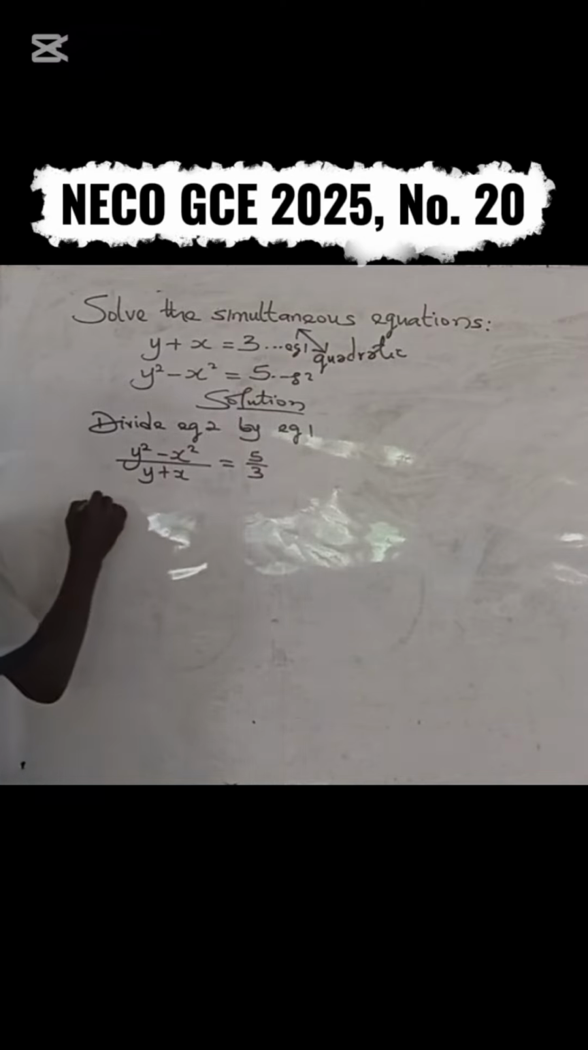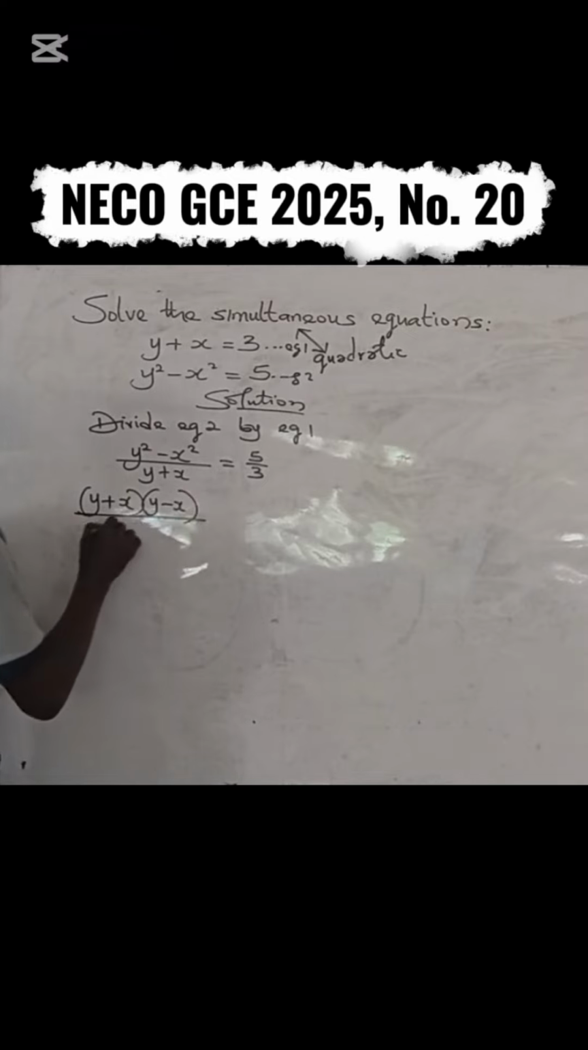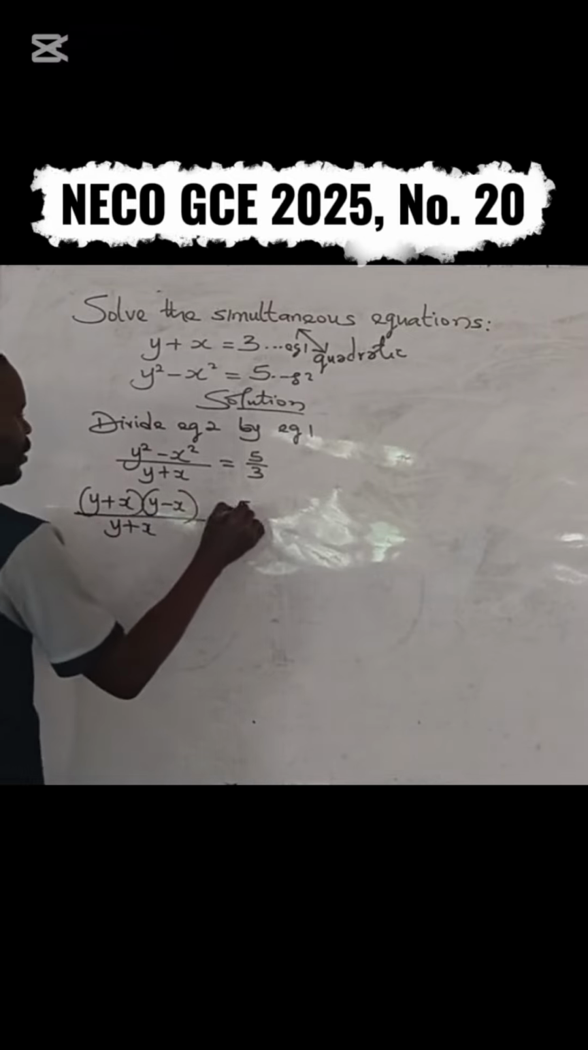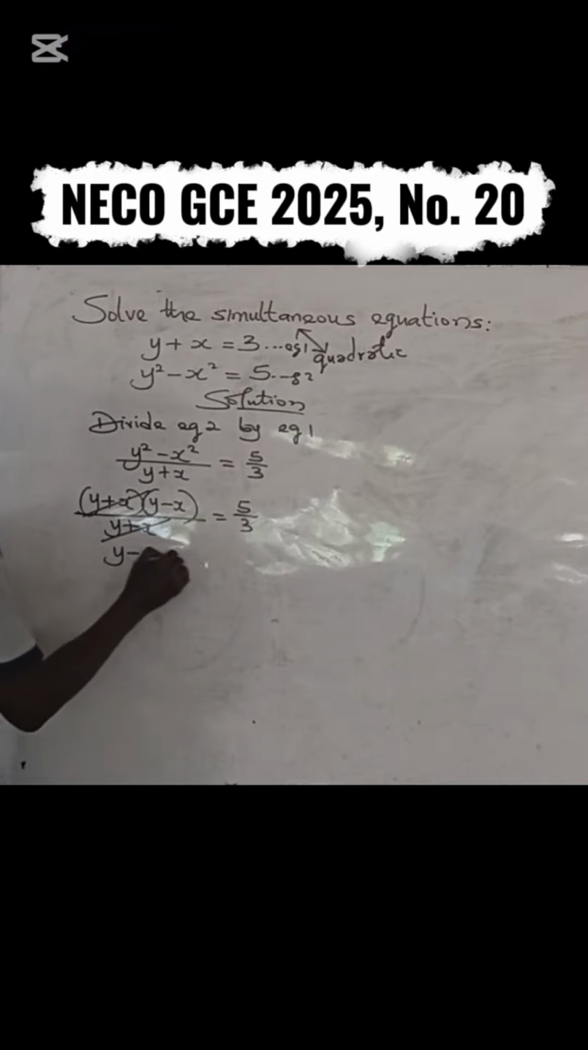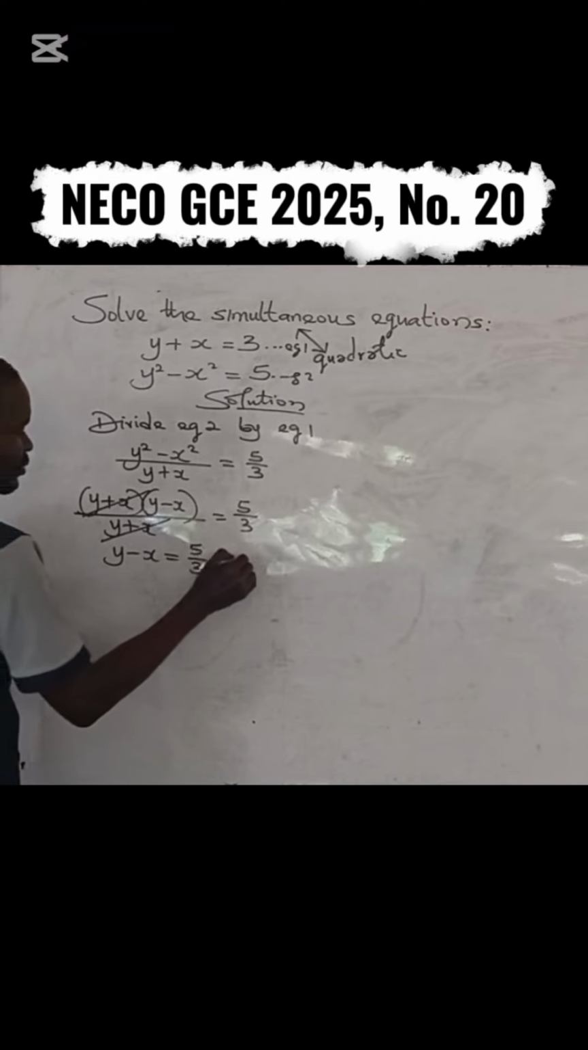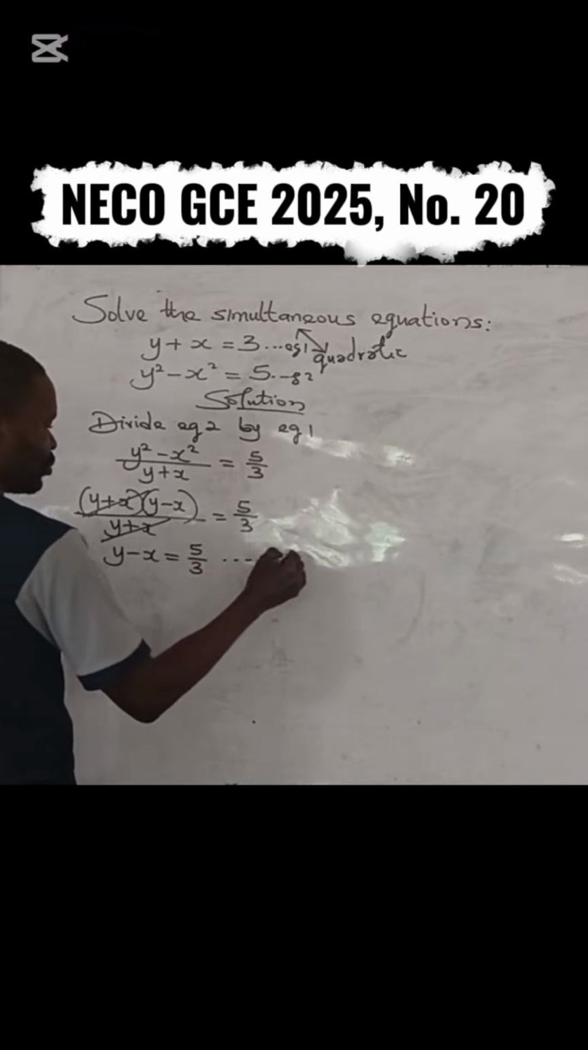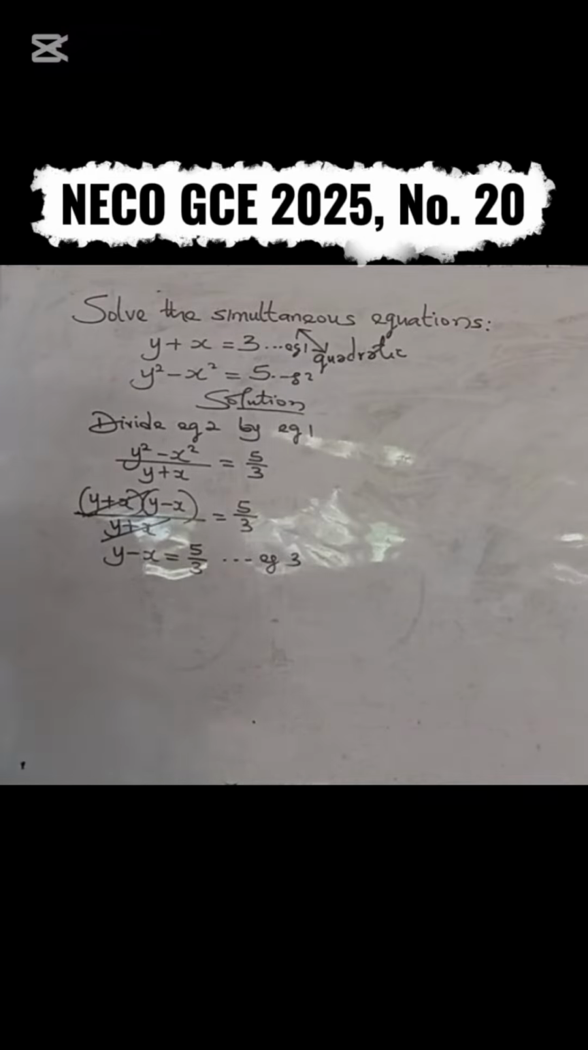So then you're going to have y plus x, difference of two squares, then y minus x over y plus x equals 5 over 3. So this cancels this. So we have y minus x equals 5 over 3. Let's call this one equation 3.